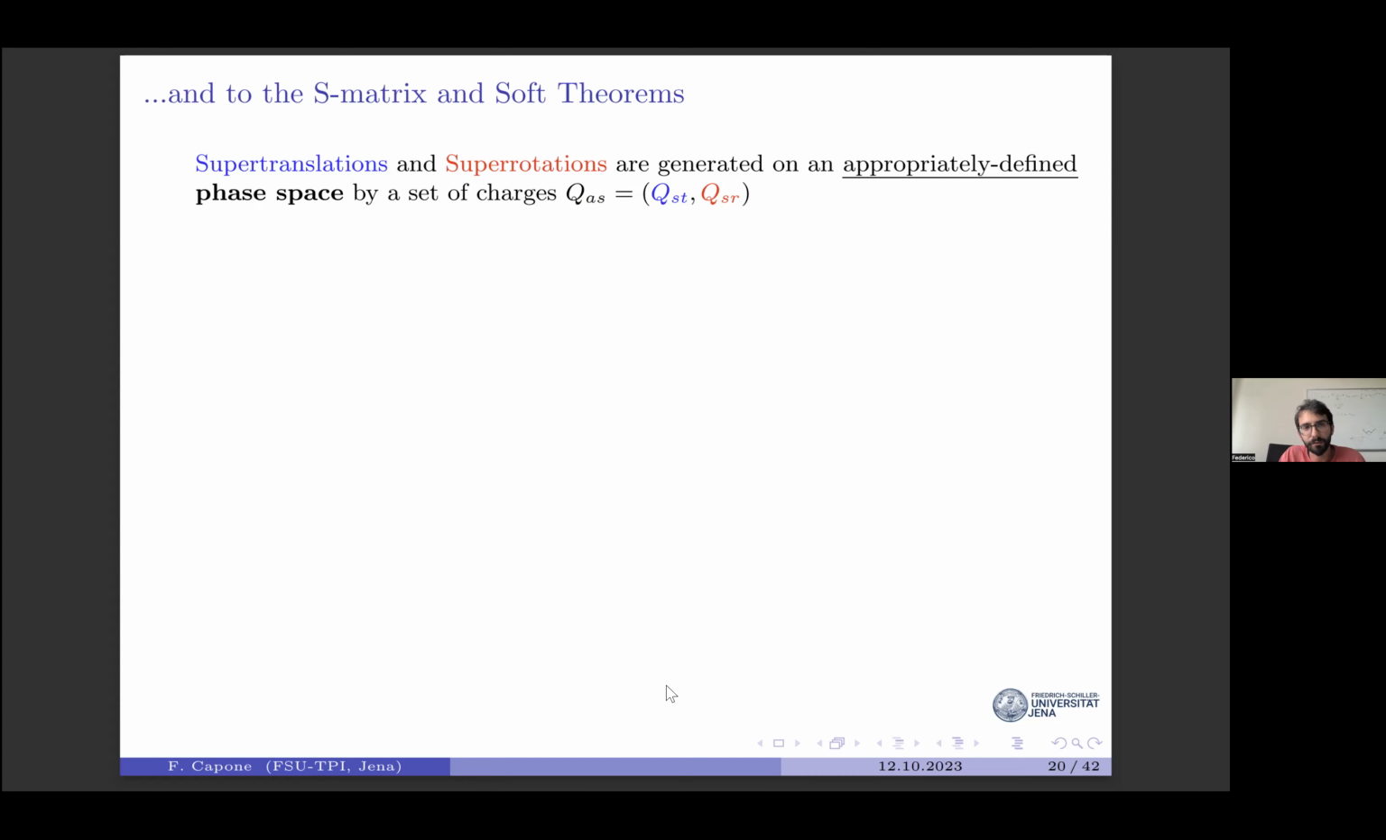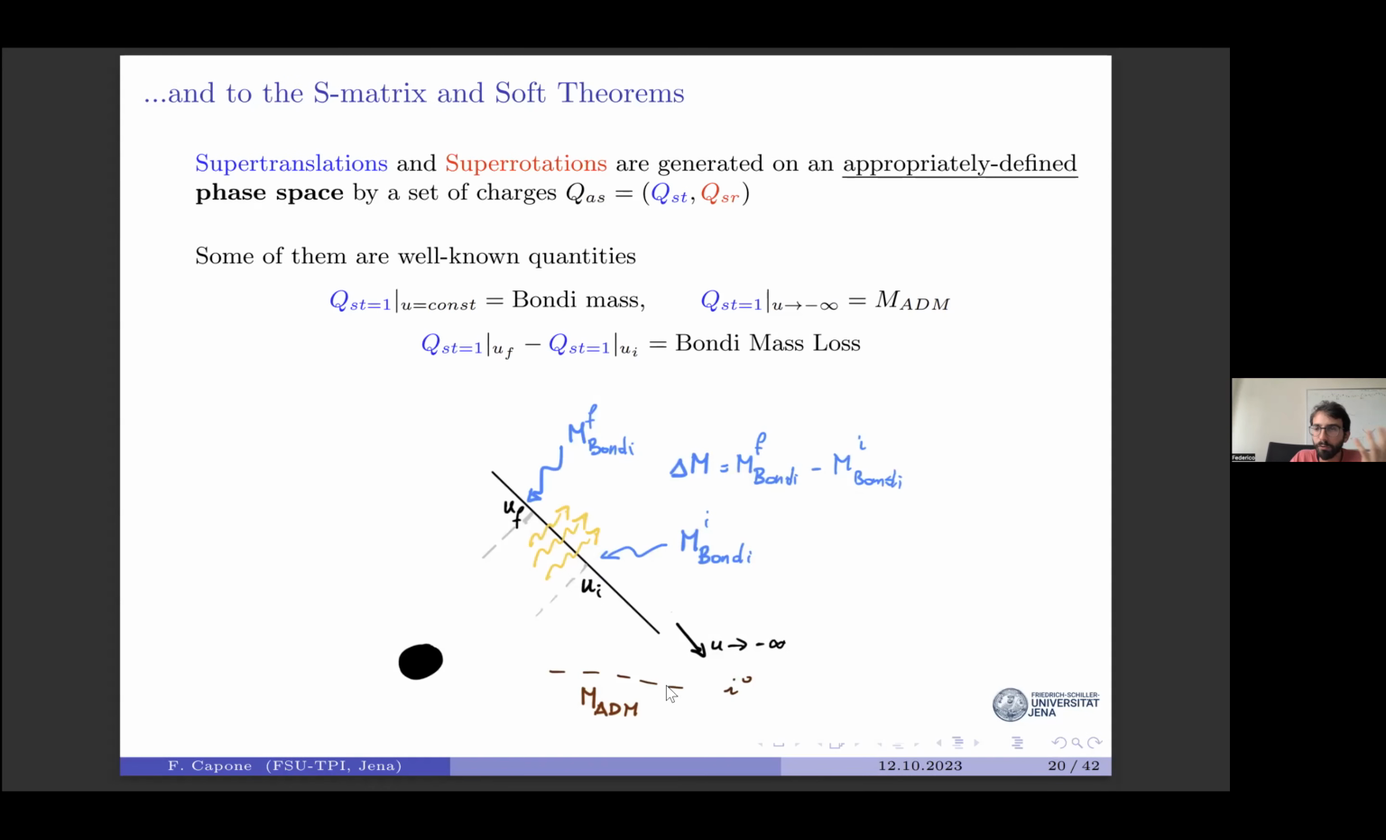And once you construct the charges, just to give you a sort of orientation, one of these charges is quite famous, and it's the Bondi mass charge, which is basically what an observer can measure: the energy of the spacetime at a particular instant of retarded time.